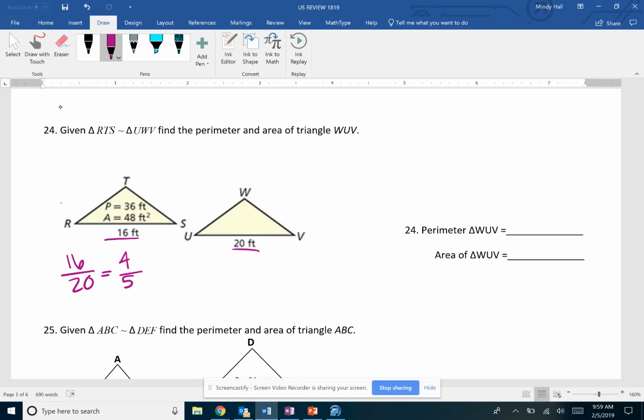So to do perimeter, we would have 4 over 5 equals, perimeter is 36. So we'd have equals 36 over the perimeter of my big one, which we don't know yet. So we would have 4p equals 36 times 5 is 180. And when you divide by 4, you get that perimeter is 45 feet.